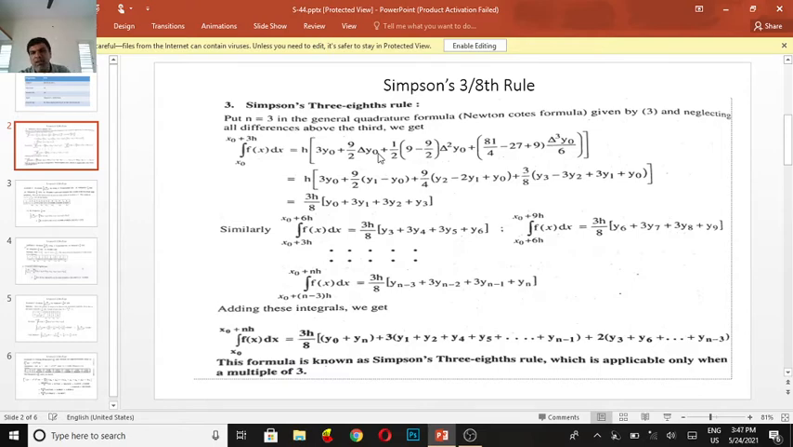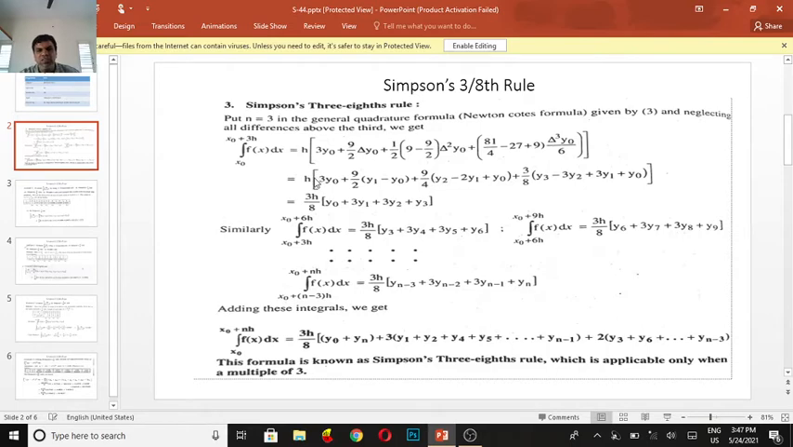Again I'm simplifying all these terms with suitable substitutions. Put n equal to 3 in the general quadrature formula, the Newton-Cotes formula, then neglect all differences above the third order. So the integral from x0 to x0 plus 3h of f(x) dx equals h of 3y0 plus 9 by 2 delta y0 plus 1 by 2 (9 minus 9 by 2) delta squared y0 plus (81 by 4 minus 27 plus 9) delta cubed y0 by 6.